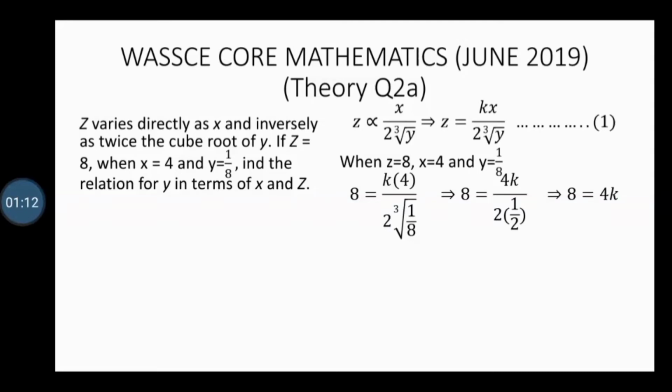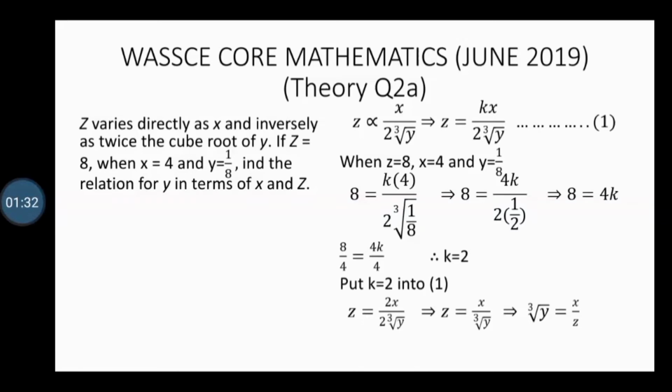How do we make k the subject? By dividing both sides of the equal sign by the coefficient of k, which is 4. So divided by 4, our k will be equal to 2, which is our constant. Now we will put constant k back into equation 1, which will now give us z is equal to 2 multiplying x over 2 multiplying cube root of y. 2 and 2 cancel out here, which will leave us with z is equal to x over cube root of y.